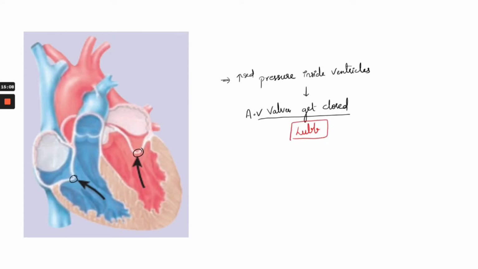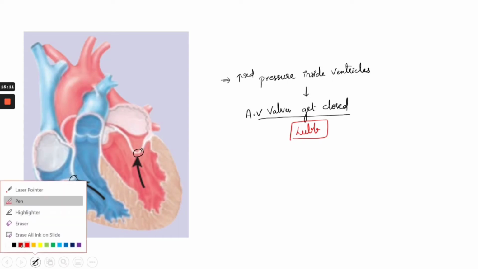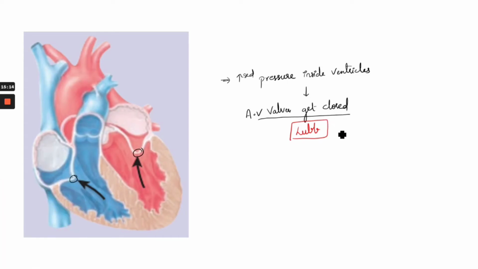Lub is the first heart sound you can hear after atrial systole, right? When do you hear lub? When there is an increase in the pressure inside the ventricle, it pushes the valves, which go to close, and we hear lub. Now, semilunar valves are closed, AV valves are closed, right? Inside the ventricle, the volume is the same, that is 120 ml.